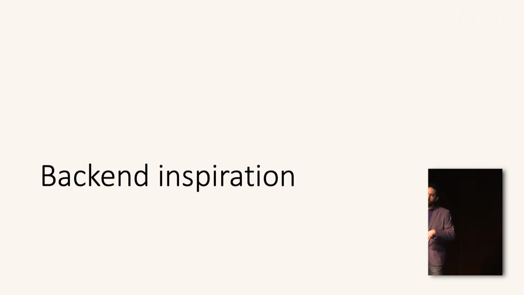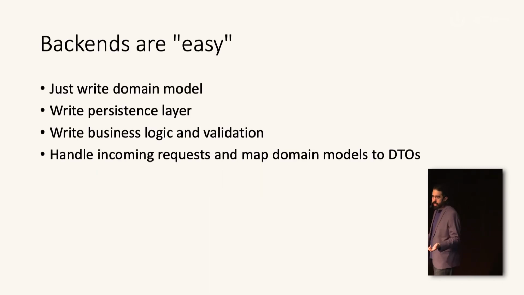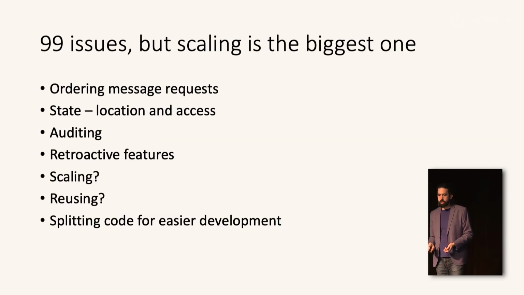Okay, so let's quickly jump over the backend, because I don't have cool demos for that. They're too big. So backends, like client applications, are easy. You just write a domain model, you write a persistence layer, save it in Mongo, save it in Elasticsearch, whatever. You write business logic, that's easy, right? And then you handle incoming requests and map those domain models to DTOs using maybe AutoMapper. That's easy, right? Well, not really, because if it was that easy, everybody would be doing it, right? That's how the adage usually goes.